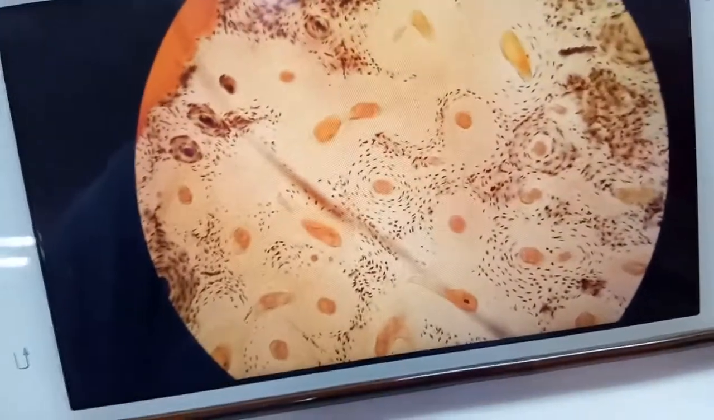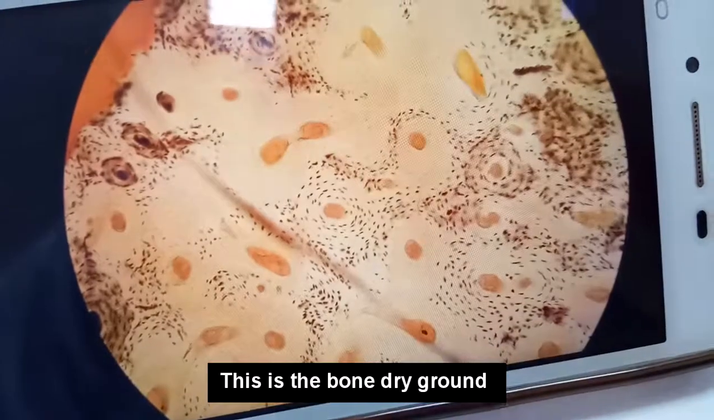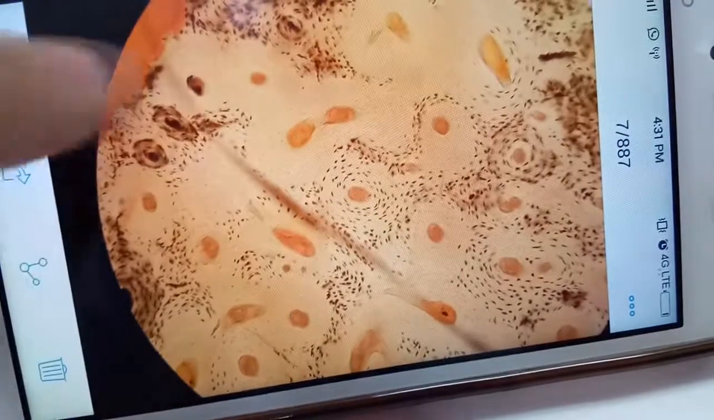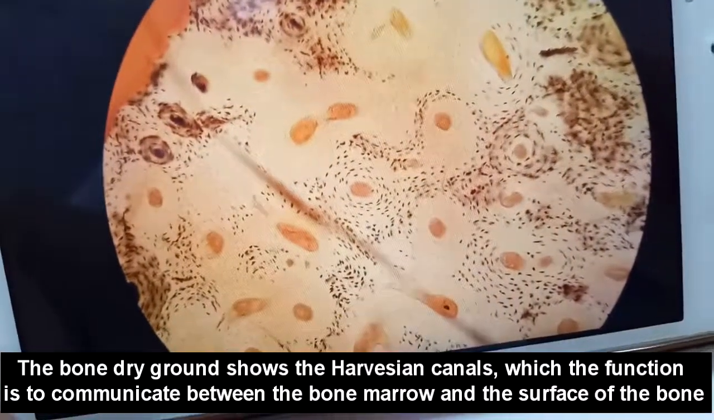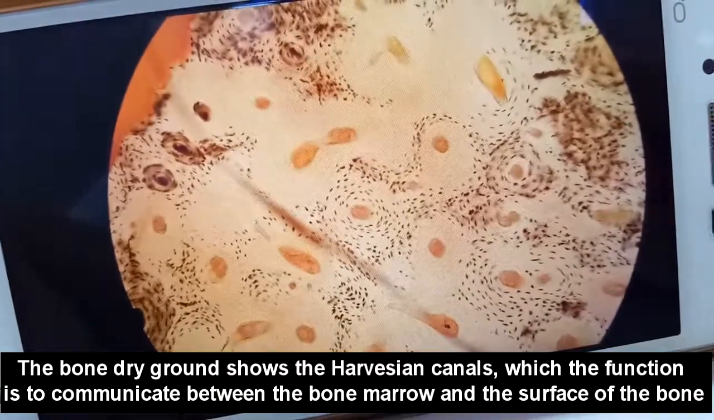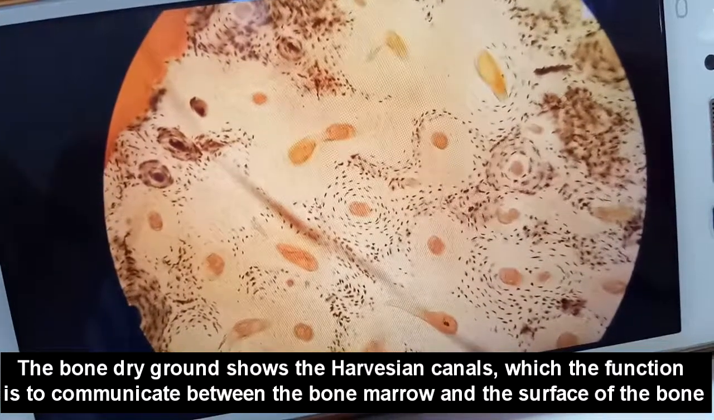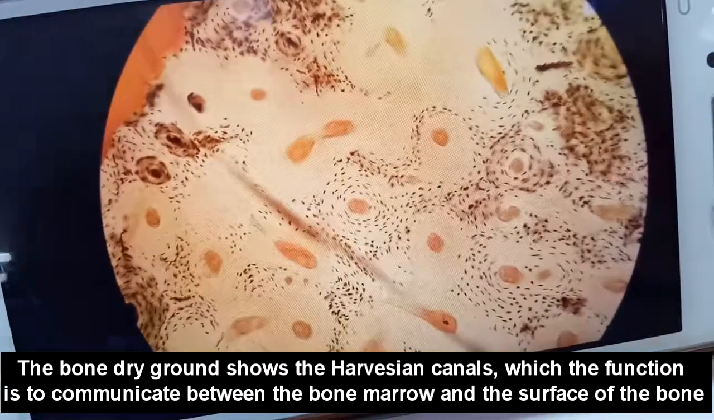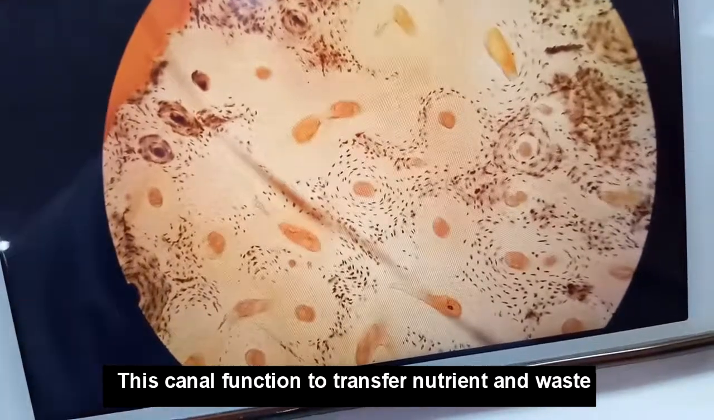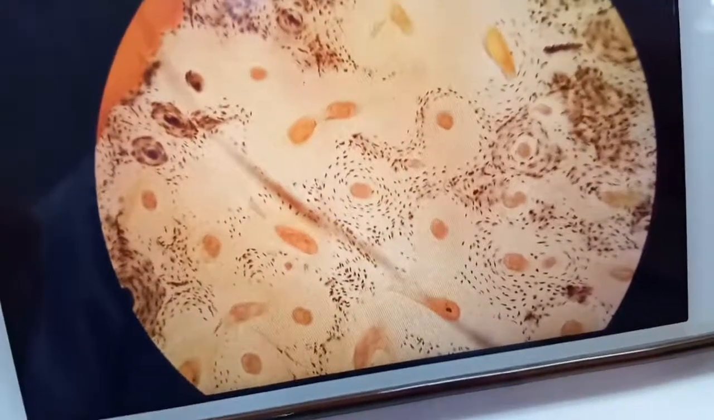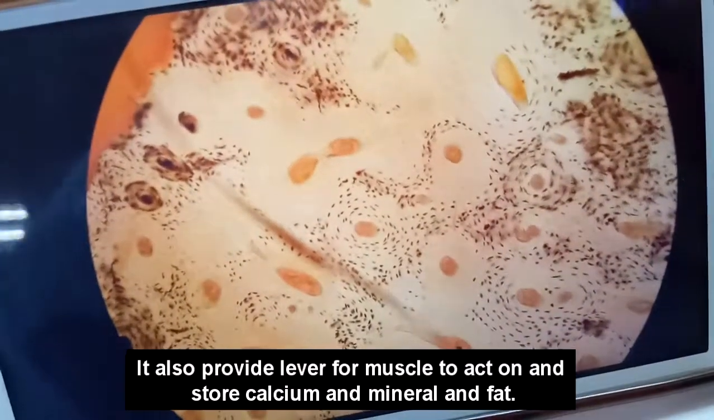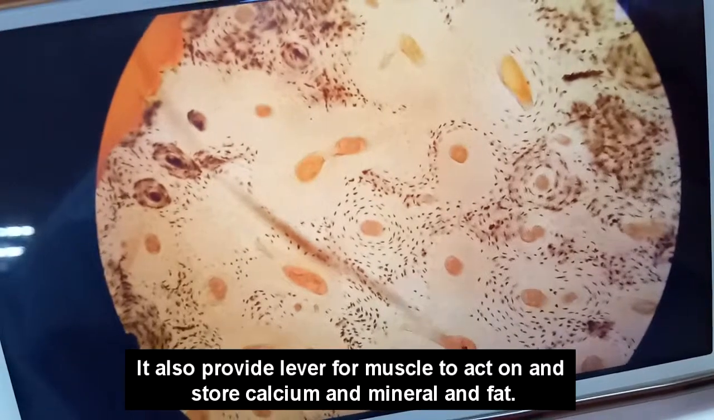Okay, now let's continue. This is the dry ground bone. So this is the picture, and as you can see, the dry ground bone shows the Haversian canal, whose function is to communicate between the bone marrow and the surface of the bone. This canal functions to transfer nutrients and waste. It also provides levers for the muscle to act on and stores calcium and other minerals.